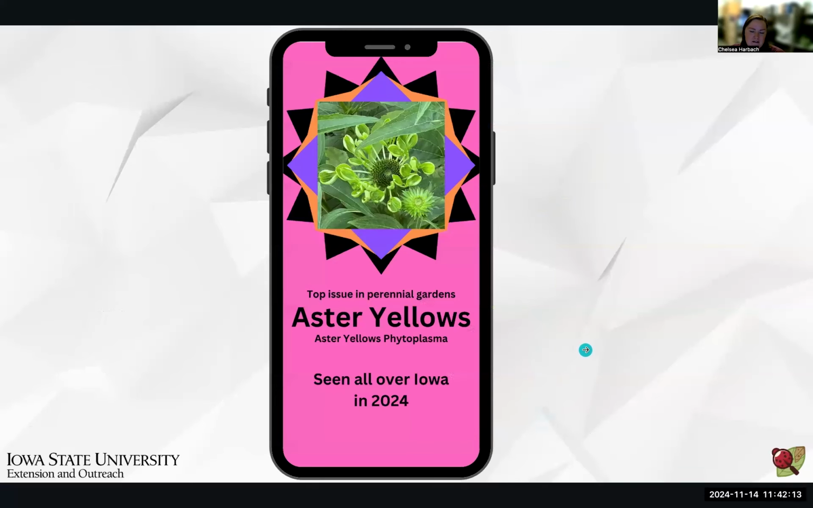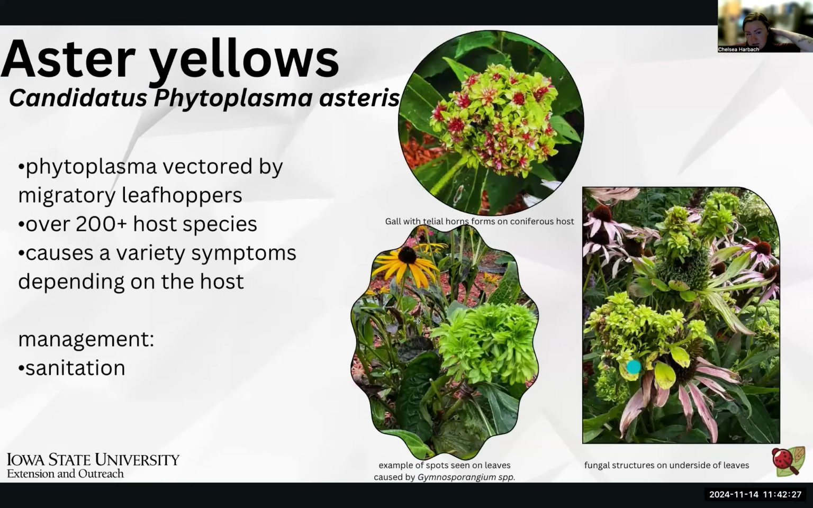The next one was a big issue this year, not only in Iowa, but all over the Midwest: aster yellows. This was seen all over Iowa in 2024. Aster yellows is caused by an organism called a phytoplasma. It's Candidatus Phytoplasma asteris. Phytoplasma is basically a bacteria that is lacking a cell wall.